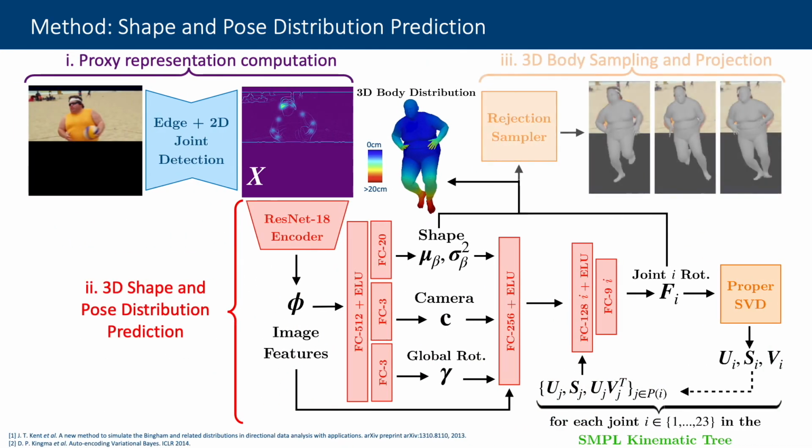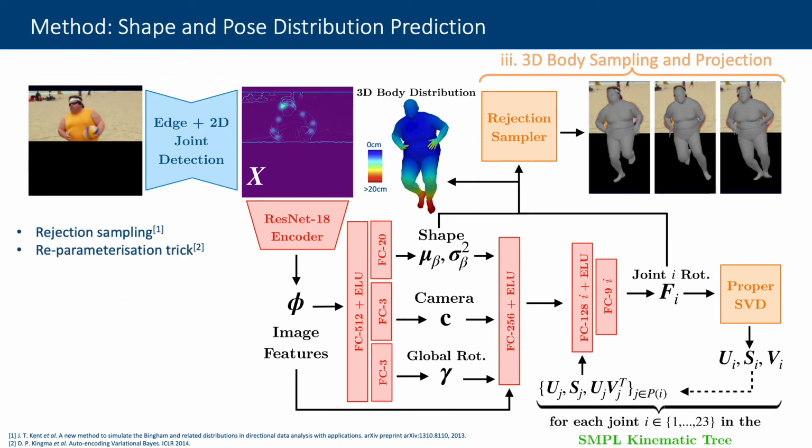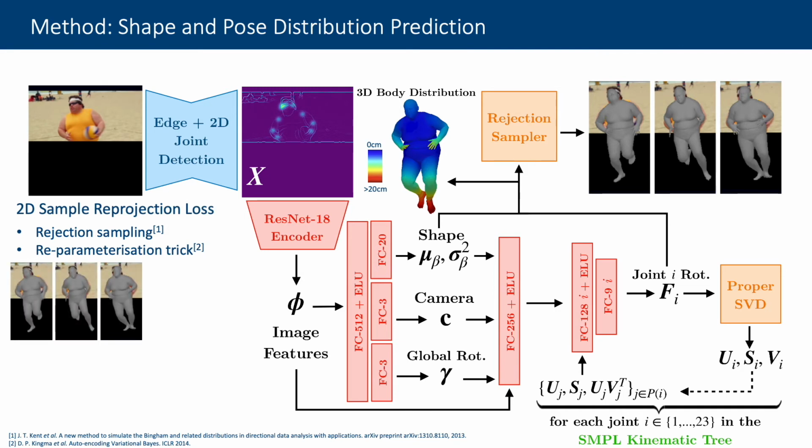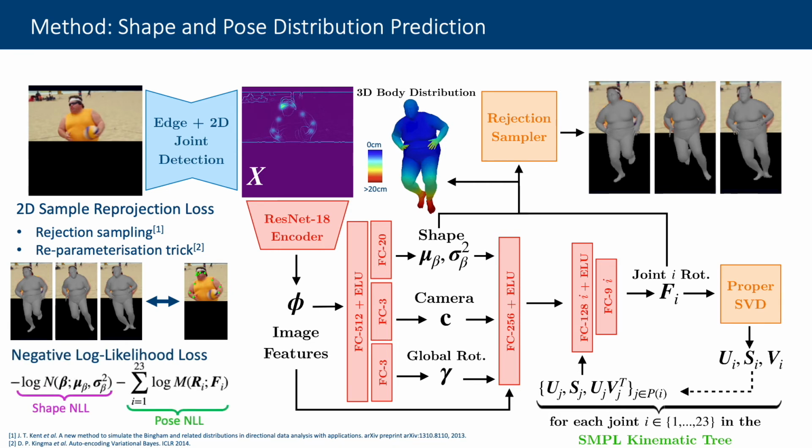Finally, we sample 3D SMPL body meshes from the hierarchical pose and shape distribution with our proposed differentiable rejection sampling algorithm, which employs the reparameterization trick. During training, differentiable sampling enables a loss between reprojected samples and visible 2D targets, in addition to a negative log likelihood loss over the predicted shape and pose distribution parameters.